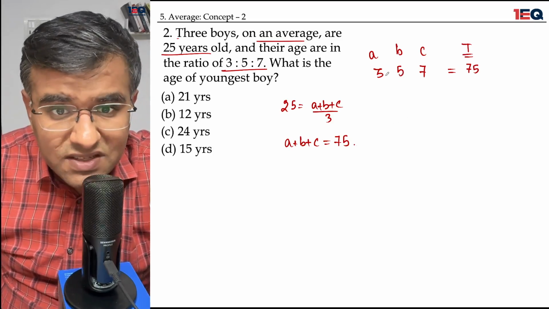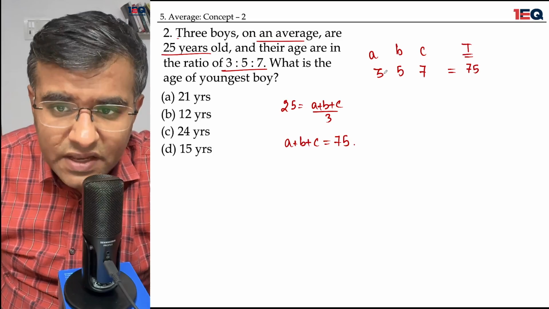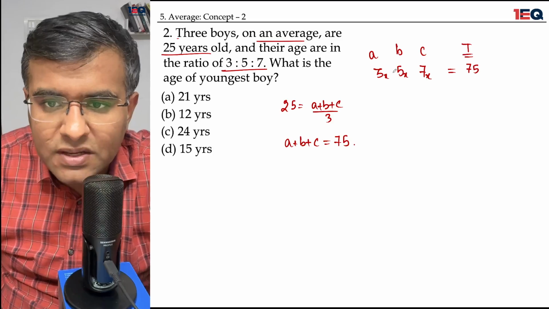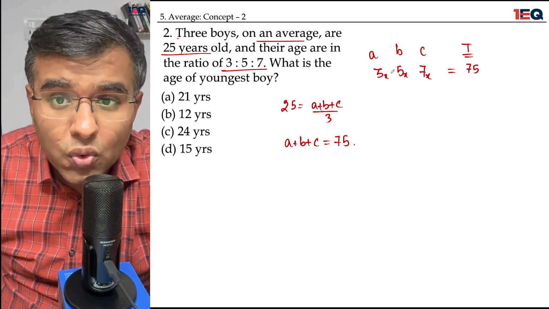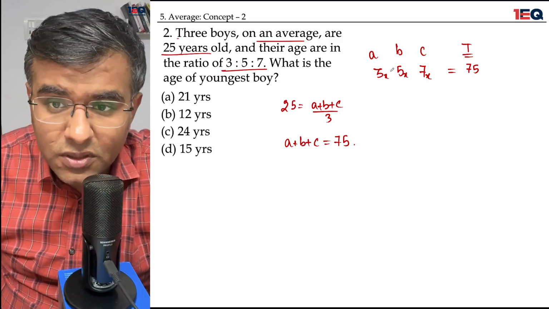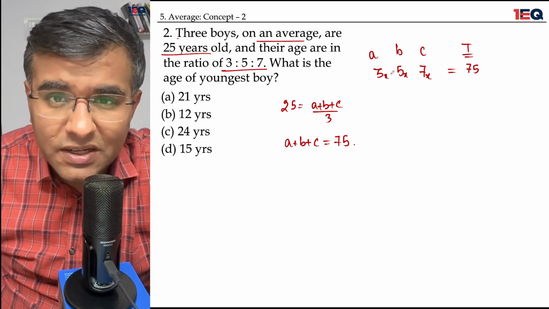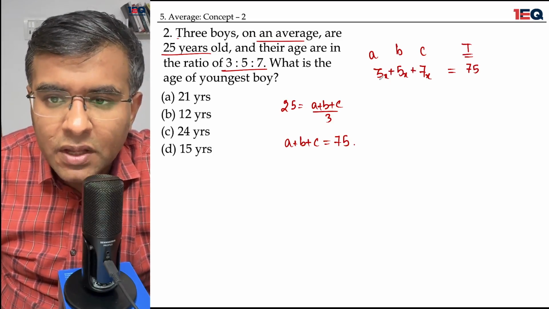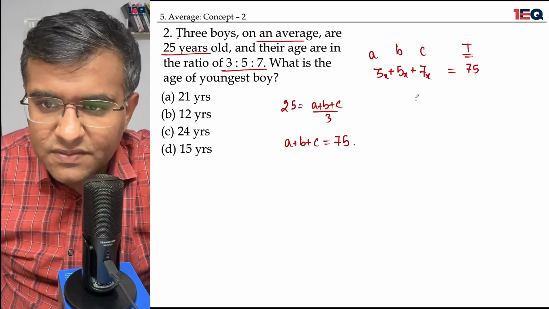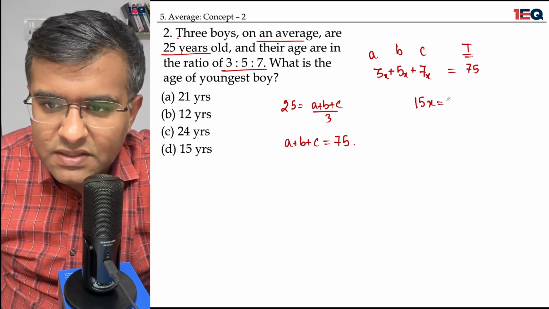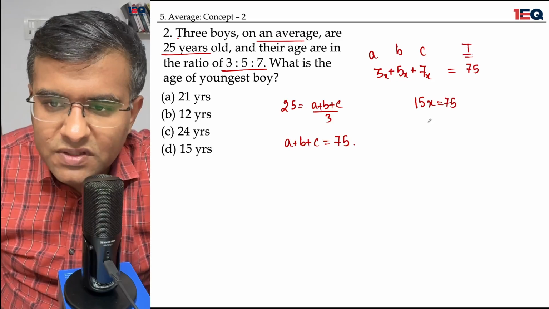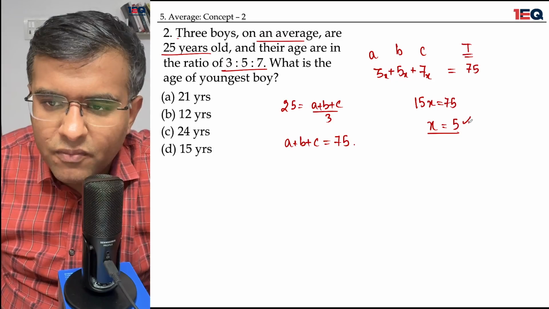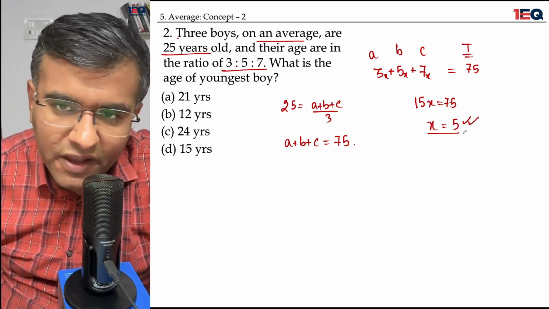Just because there was a sign of ratios between 3, 5 and 7, I would quickly put an x sign along with them so as to bring their value to absolute terms. We've talked about this multiple times in the concept of ratios. I'll put a plus sign. 3 plus 5 is 8, 8 plus 7 is 15. So the value of 15x is equal to 75, or simply the value of x is equal to 5.